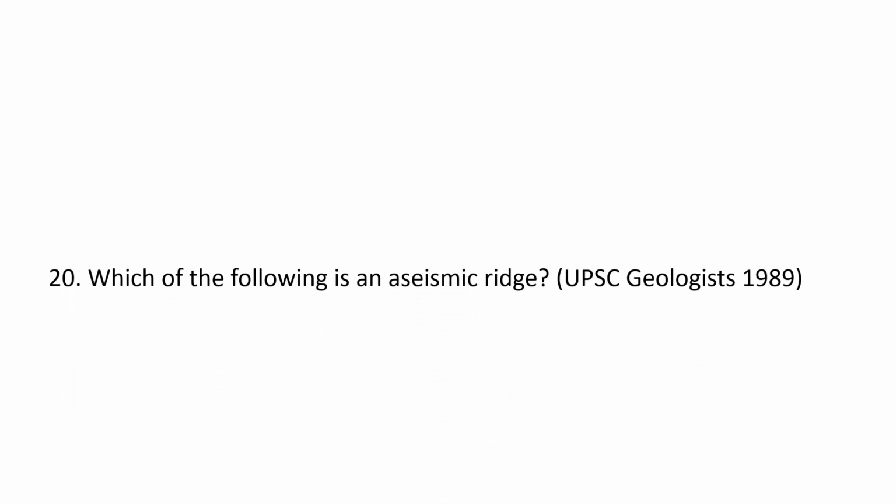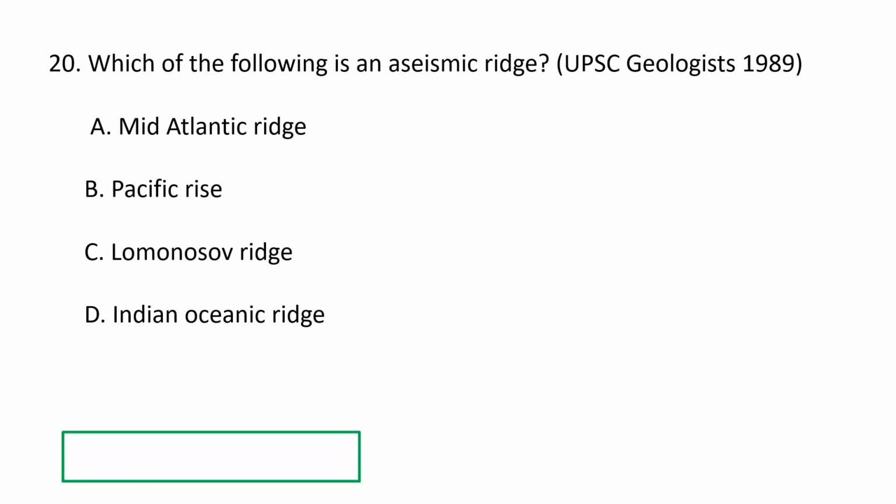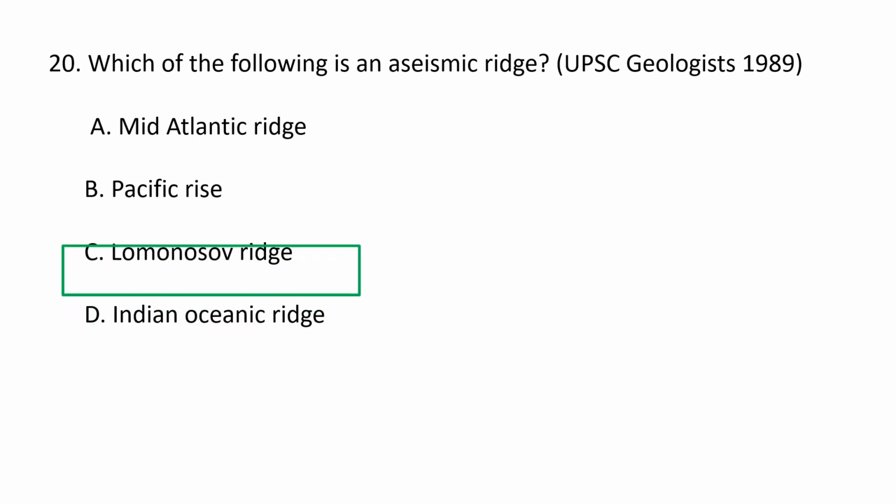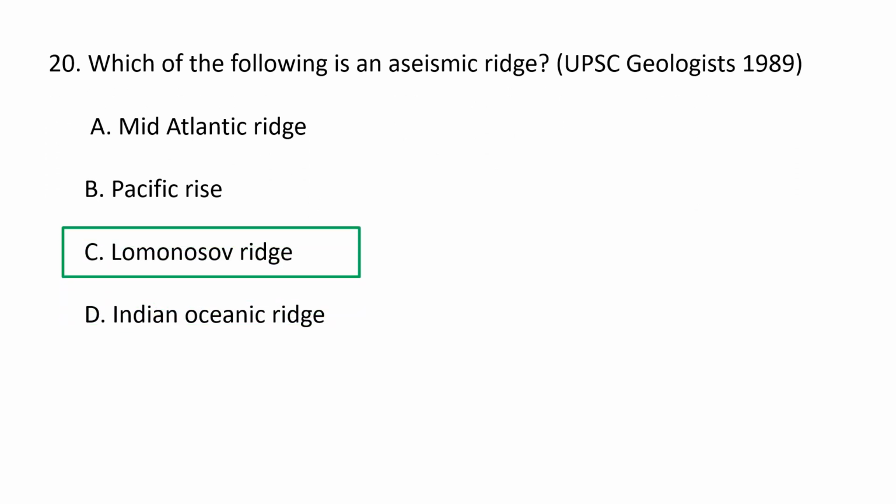Next question. Which of the following is an aseismic ridge? The options are: A. Mid-Atlantic ridge, B. Pacific rise, C. Lomonosov ridge, D. Indian Ocean ridge. Lomonosov Ridge is an aseismic ridge. An aseismic ridge is characterized by no associated earthquake activity. It is asymmetrical in shape and has a gentle relief over its surface. At one time, it was believed that the Lomonosov Ridge was a continuation of the mid-oceanic ridge, which is associated with the seismic belt, but now it is considered an aseismic ridge. C is the correct option.